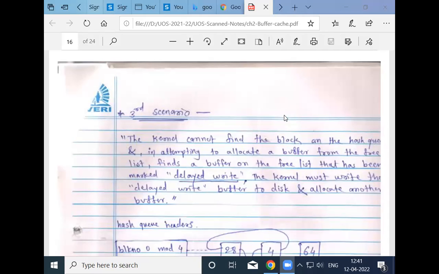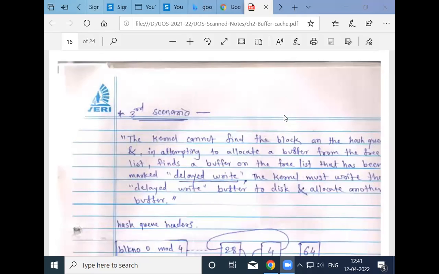Write down the third scenario statement in your notebook. All of you note it down. Write the next point from today's lecture. Third scenario. Under that, note down the statement of the third scenario.